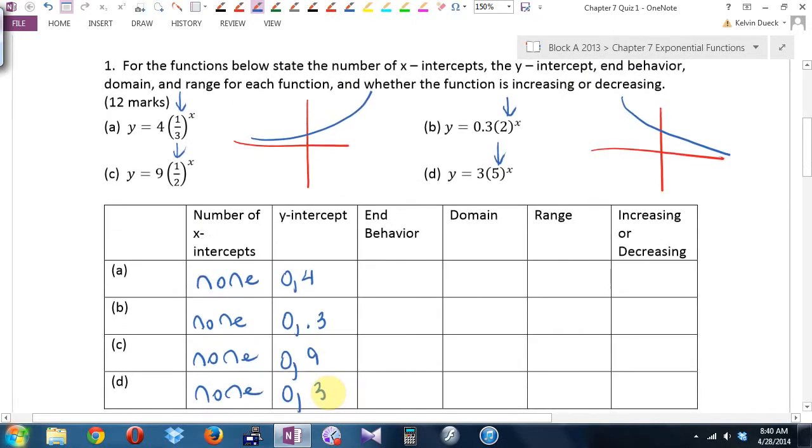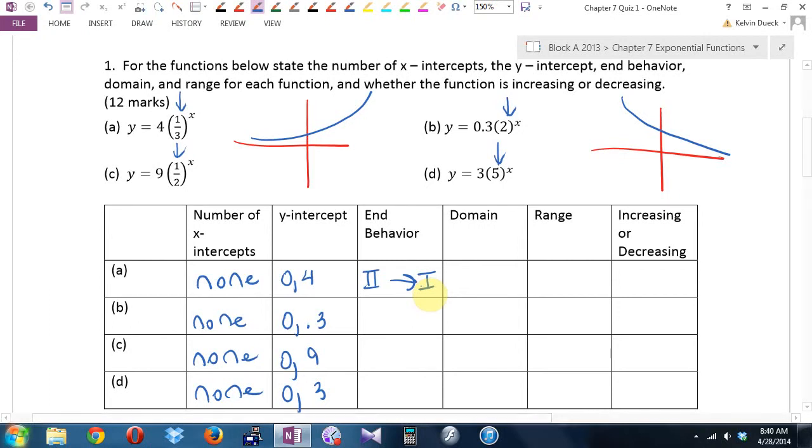End behavior. Every single exponential graph goes from quadrant 2 to quadrant 1. Or you could say, Caitlin, from quadrant 1 to quadrant 2. I would live with that as well. But they all inhabit the top area.